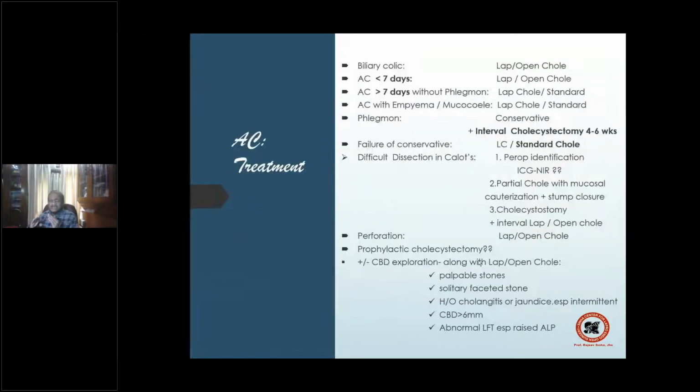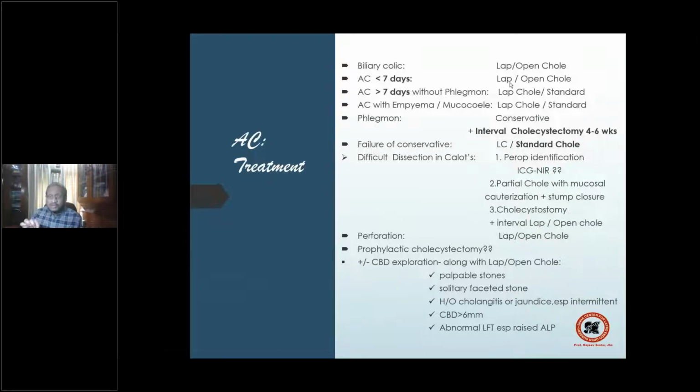So what is the surgical intervention all about? If it is just plain and simple biliary colic, I've just mentioned it here, but forget this, we already talked about the gallstone. The patient who has come with gallstone with biliary colic needs laparoscopic or open cholecystectomy. So the treatment is cholecystectomy. But let's talk about acute cholecystitis here. If the patient has come to you within 7 days of the attack, the preferred treatment is cholecystectomy, again either laparoscopic or open method.